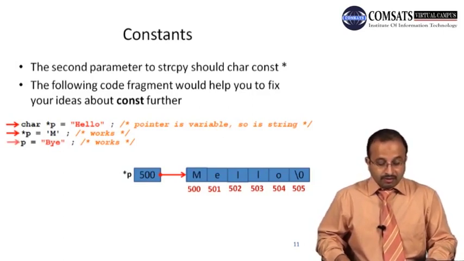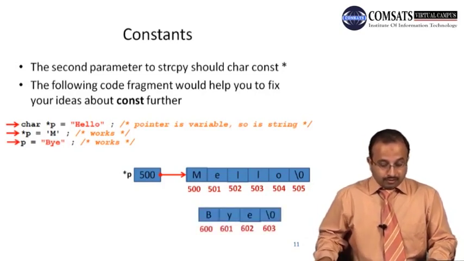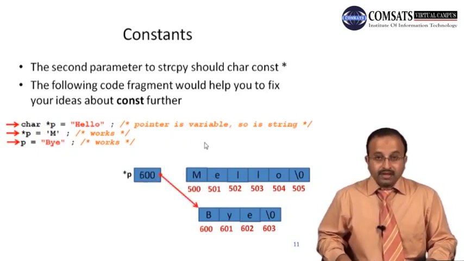When the third statement is executed, it allocates memory for the string "bye", and the address of that memory, the base address, is assigned to p, not static p. So p currently holds the value 500. When the third statement is executed, its value becomes 600, and it points to the next array.